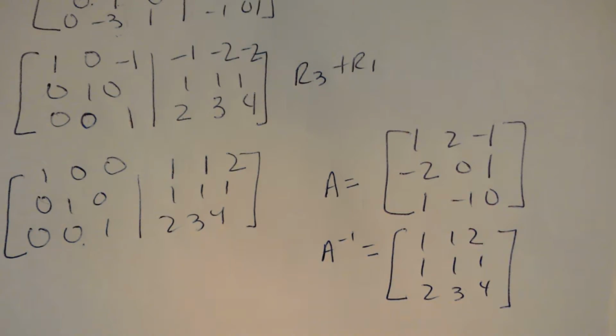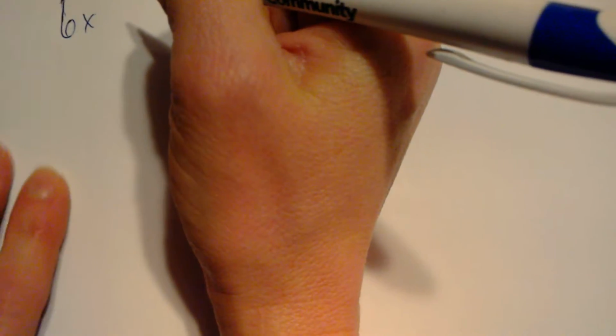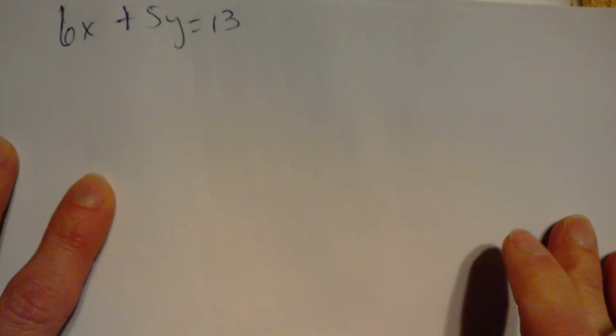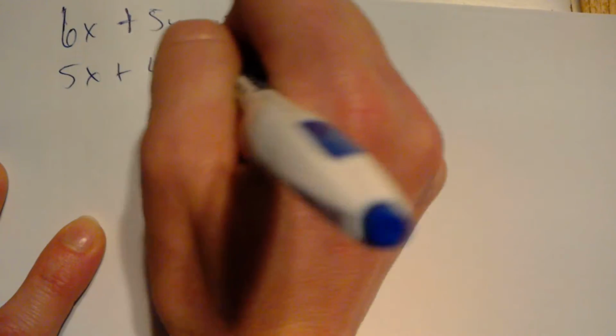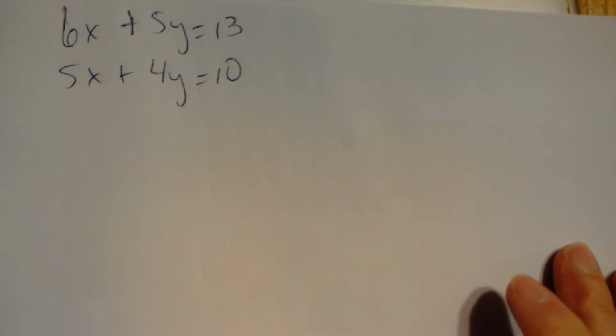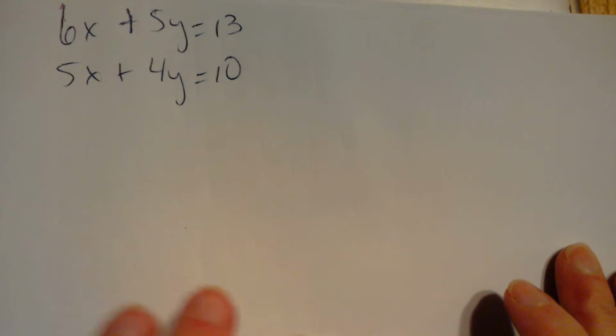We can also, using matrices, solve linear equations a different way. So you didn't like the Gauss-Jordan method, at least that's what you told me. So what we can do, let's see. We've got 6x plus 5y equals 13, and I've got 5x plus 4y equals 10. So we can actually put this in a matrix and solve it.